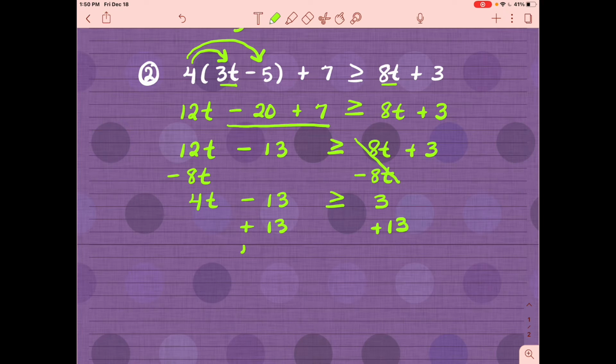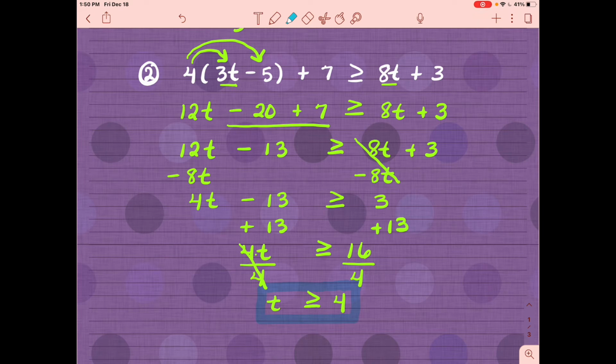And I have 4t is greater than or equal to 16. And 4t is multiplication. I can undo that by dividing by 4 to get t by itself. I must do that on both sides. And I will get t is greater than or equal to 16 divided by 4, which is 4. So I did not divide or multiply by a negative, and I did not have to change my sign.